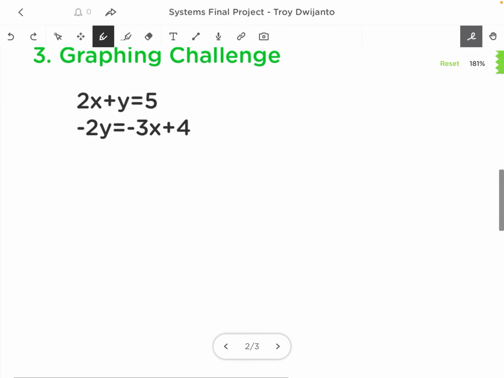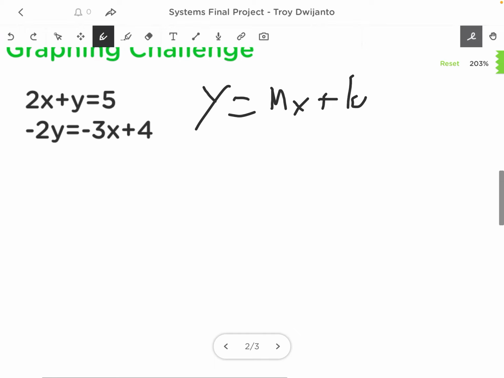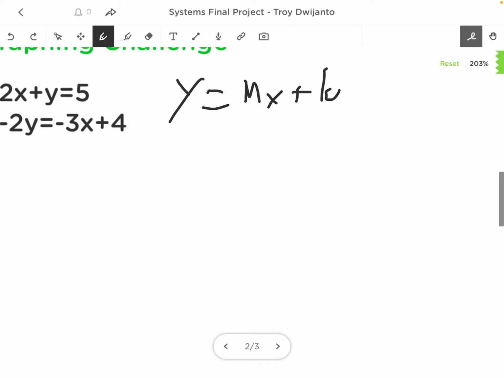We need to first convert both equations to y-intercept form. Y-intercept form, if you haven't learned already, is y equals the slope times x plus the y-intercept. The y-intercept is the value of y when x equals 0. That's what it means.